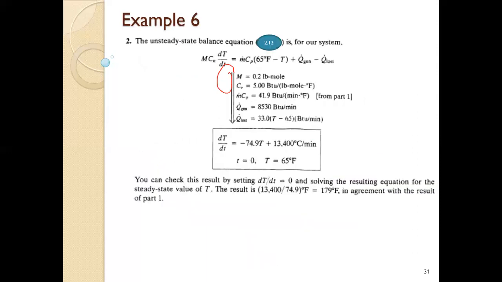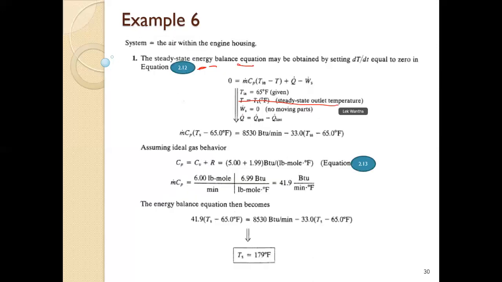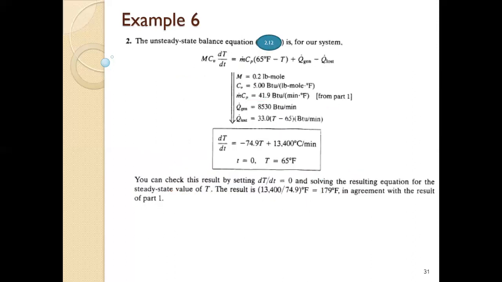And for the second system, you use the full form of the energy balance. This is not equal to 0. You know M, you know CV. You substitute MCV from previous. You know Q gen, you know Q naught. You substitute all of this into this equation. You get the differential equation: dT/dt equal to -74.9 times the temperature term.